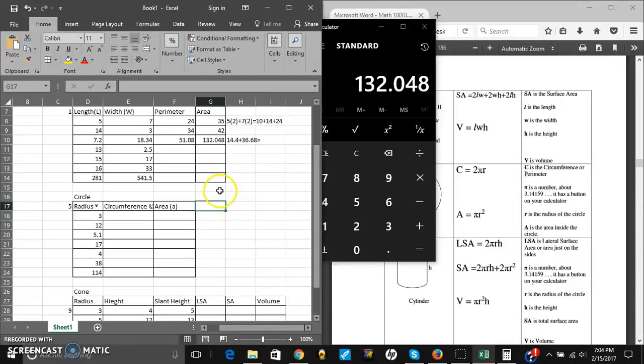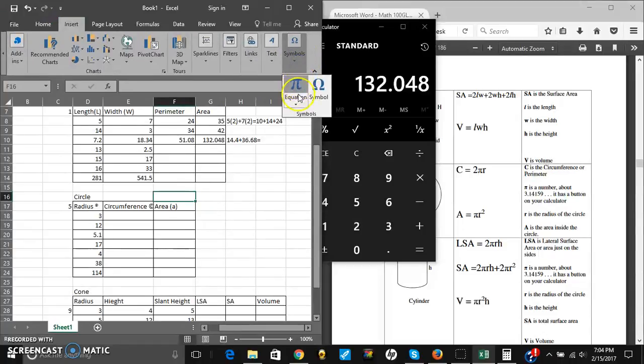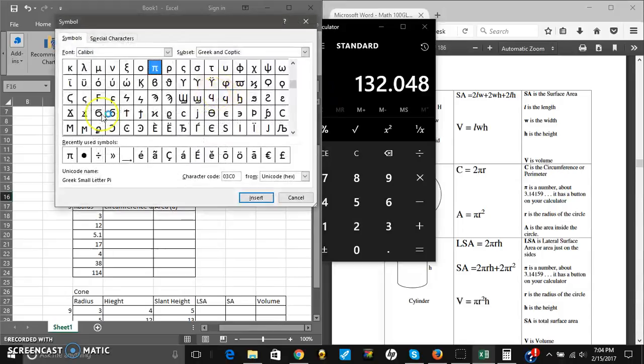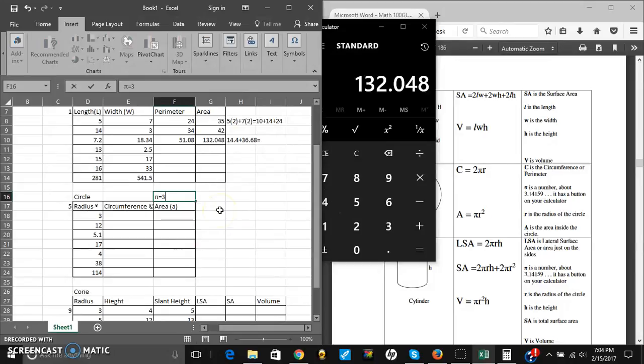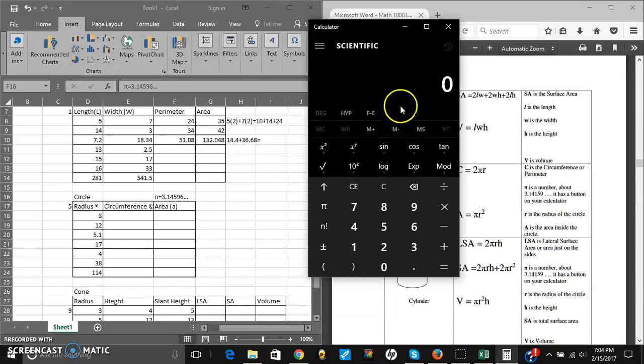Now this should give us our value. Remember that pi is just a value that equals 3.14596, yada yada yada. So pi will always equal that in our equations. And our calculator might be able to do that if we switch from standard to scientific. And there's our pi number right there, so that'll make it easier when we do the equation.